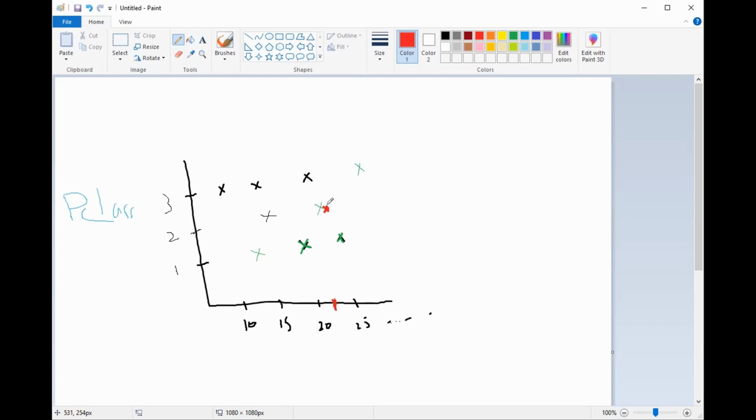What this algorithm, the K-nearest neighbor algorithm, which is one of the simplest algorithms, does is it takes this new person and finds the distance. How far are you from this? How far are you? So it finds the distance to every data point.